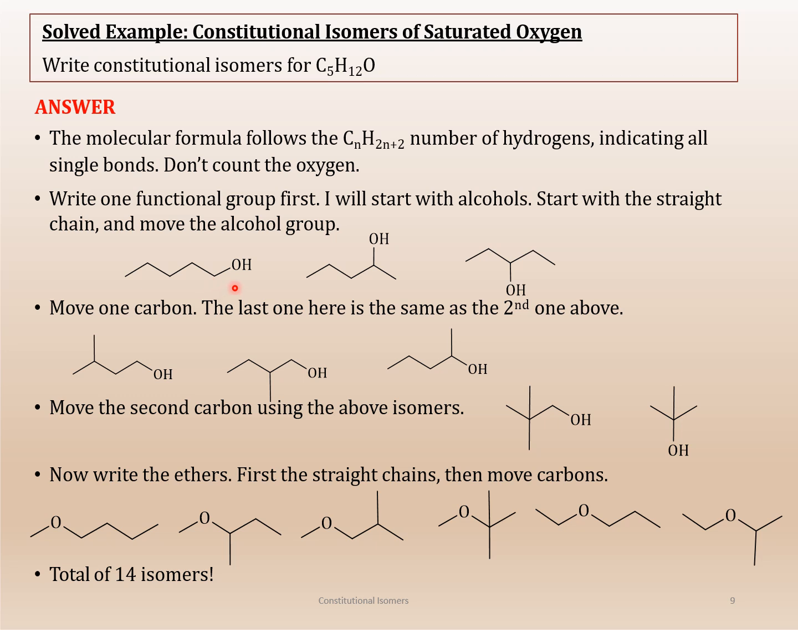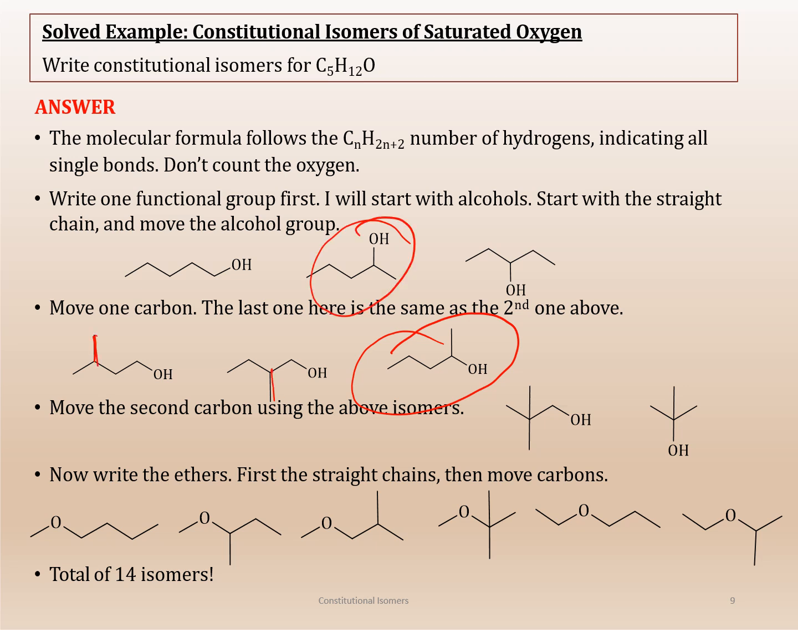I always move the functional group first. That's my system. So I move the functional group to the 2nd carbon, to the 3rd carbon. If I move once more, it's going to be the 2nd carbon here, which is the same as this one. So make sure you don't have any duplicates. And then I move 1 carbon. Now here you want to make sure that you don't have any duplicates from here to here, and hopefully you can see that the last one here is the same as this one. Let me circle that for you. So this one is the same as this one, even though you were moving carbons.